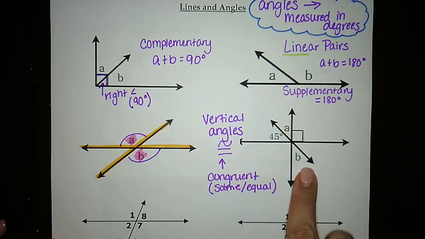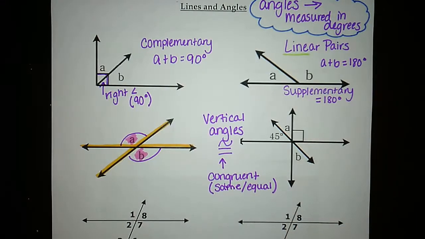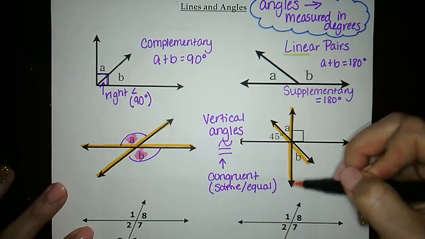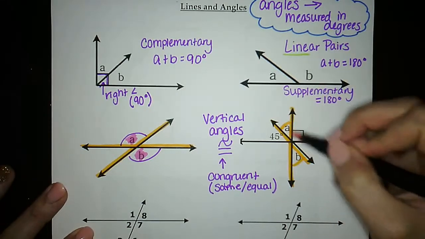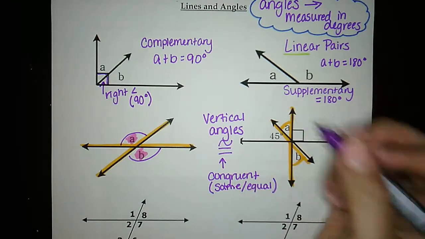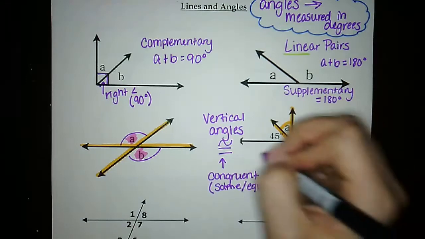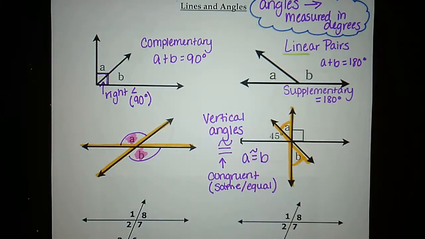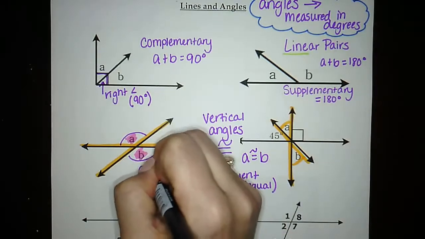Over here, we also have vertical angles. Again, if I highlight my lines and I see that the lines are straight, then they crisscross and I have vertical angles. So A and B are vertical angles. So for here, A equals B. They are congruent to one another. Same for over here. A is congruent to B.